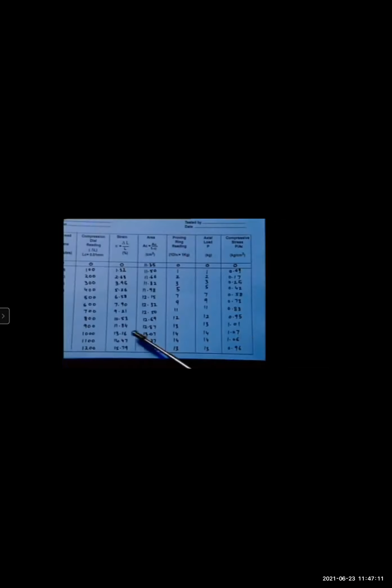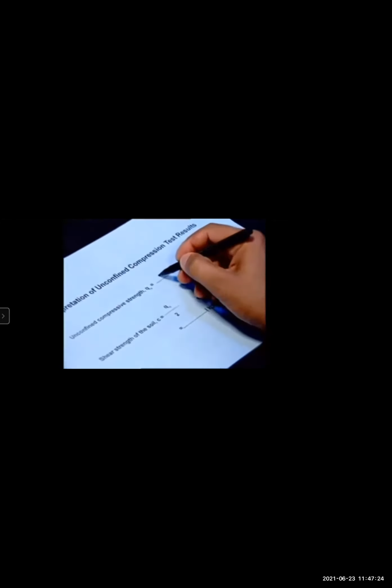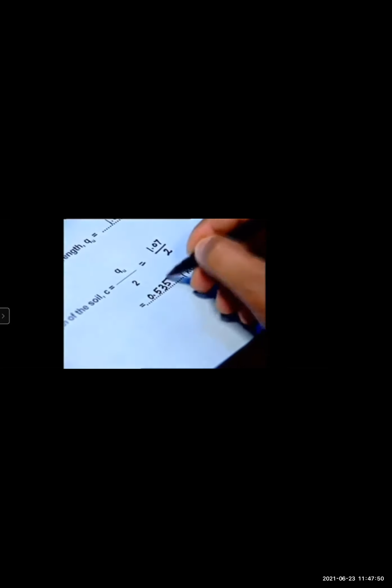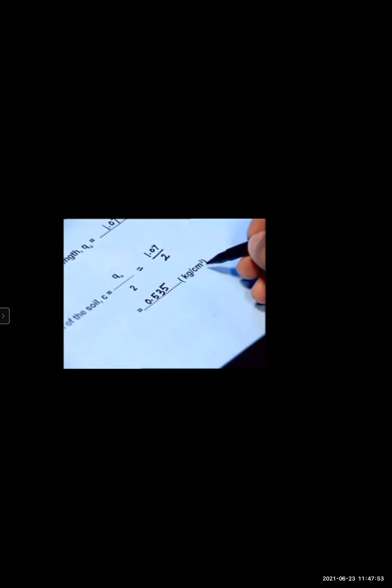compression index, degree of consolidation. So interpretation of unconfined compression test, that is compressive strength qu is 1.07 kg per centimeter square, and the shear strength of soil is compressive strength of soil divided by 2, that is 1.07 by 2, that is 0.535 kg per centimeter square.